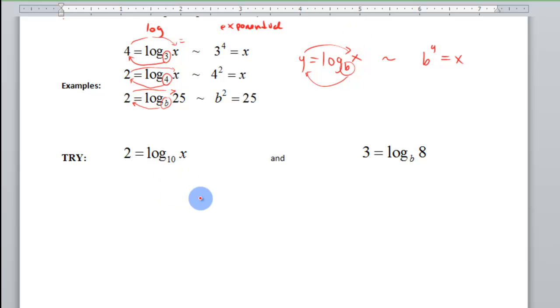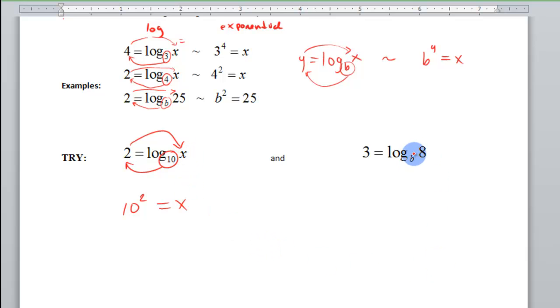Alright, here we go. This is how I would do it. 2 equals log base 10 of x. What would that look like in exponential notation? 10 raised to the output of the log equals the input. That's exponential notation, so my x would actually be 100. And it says the log base 10 of 100 would be 2, because 10 squared is 100. It's getting you at the exponent.